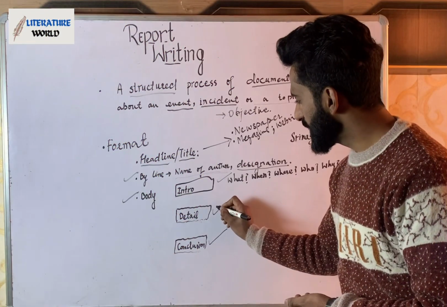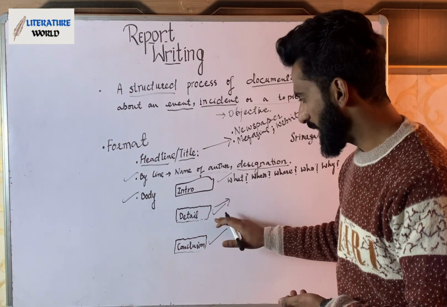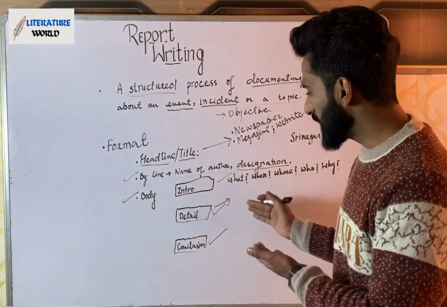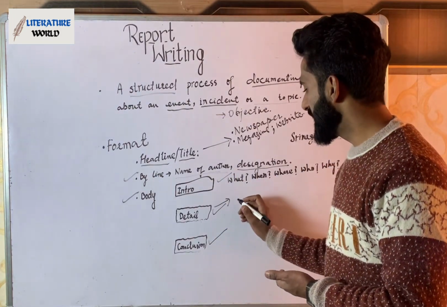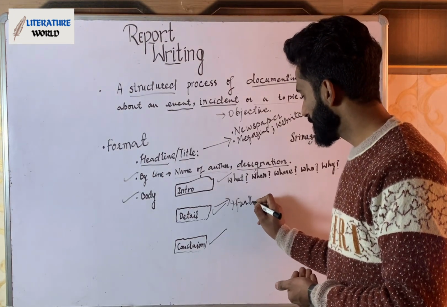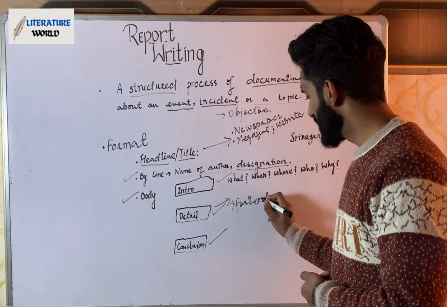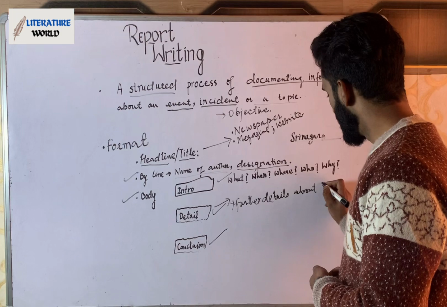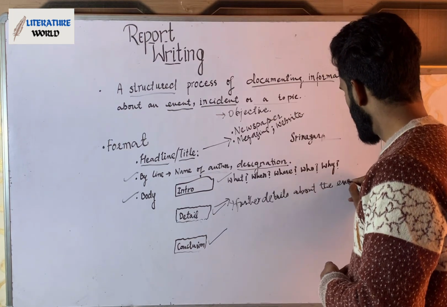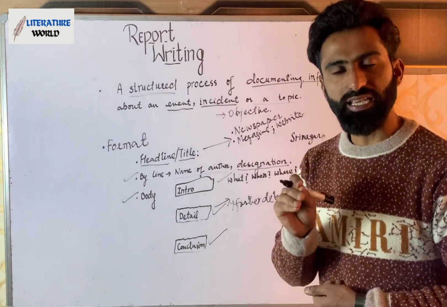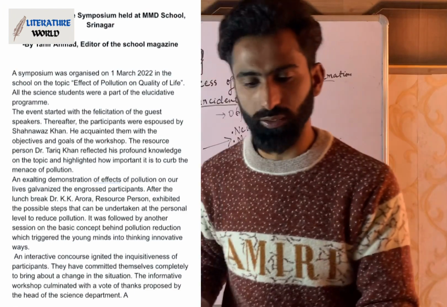Remember that it should have at least one paragraph for the detail, or you can have more than one paragraph for the detail. So what are you going to do in the detail? It is actually giving further details about the event. What else has happened? It is actually dealt with in detail. So you can read this on the screen.